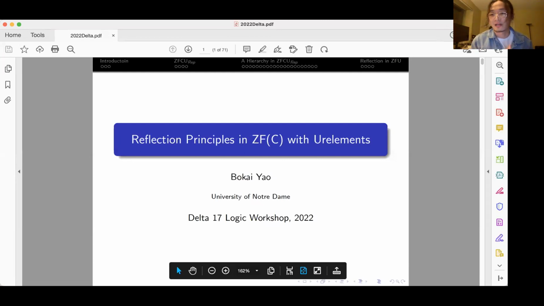I'll talk about reflection principles in first order set theory with Ward elements. I guess I'll focus on reflection in ZFC with Ward elements because most of the things about reflection without choice are still unknown. But I'll talk a little bit about them at the end.